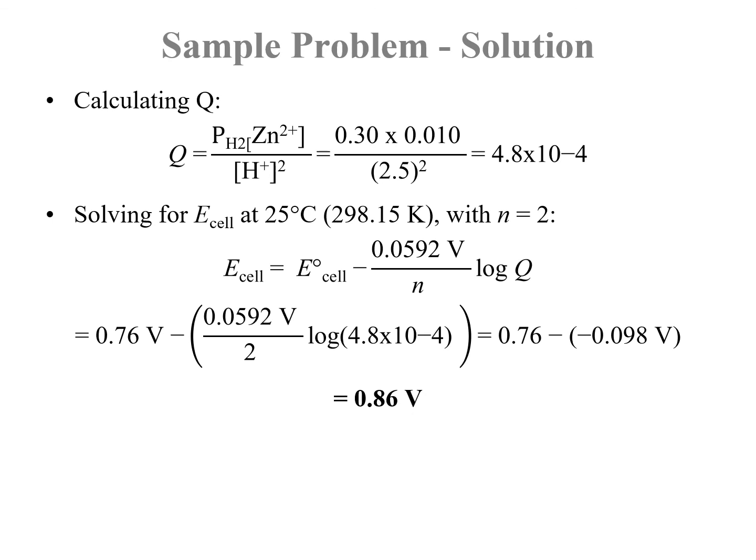When you plug in these values into the expression of Q, you'll find that Q comes out to be this. And then E cell would be E naught minus this log Q. We already know what is Q, we already know what is E naught of the cell. If you plug in the values and solve for it, your E cell will come out to be 0.86 volt.